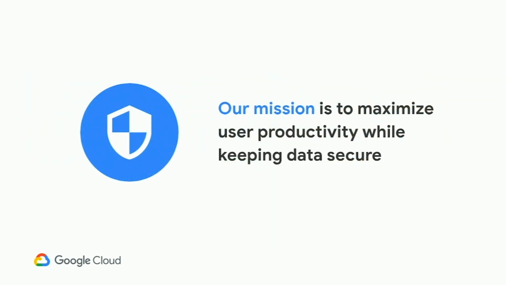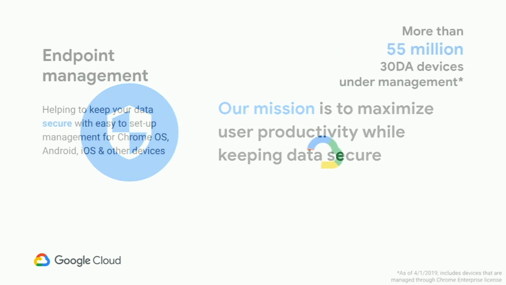So our mission is to maximize user productivity while keeping data secure. These two things are diametrically opposed to each other, right? It's really easy to keep your data secure. You lock it down and you don't give anybody access. Done, right? It's really easy to keep people productive. They can get access to your data anytime, anywhere. You just open it wide for access anywhere, but then it's not secure. So we're constantly looking at what is the right balance between those two things. I think we've achieved a pretty good balance between those two.